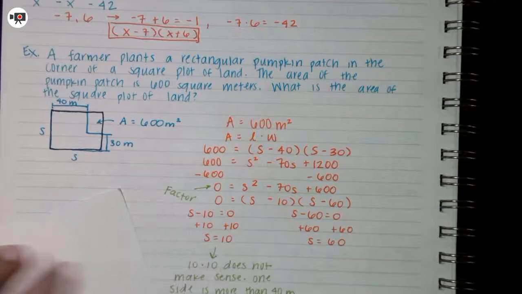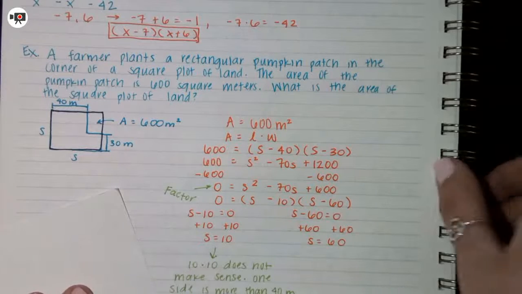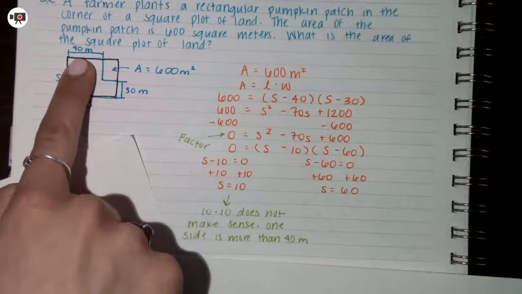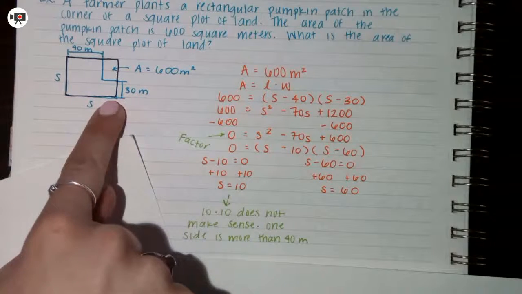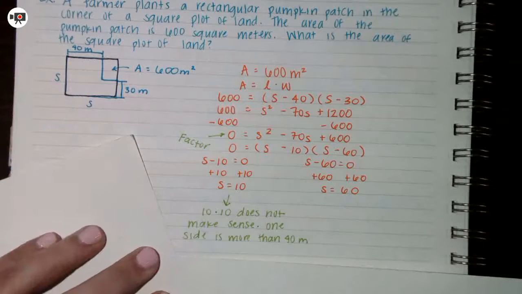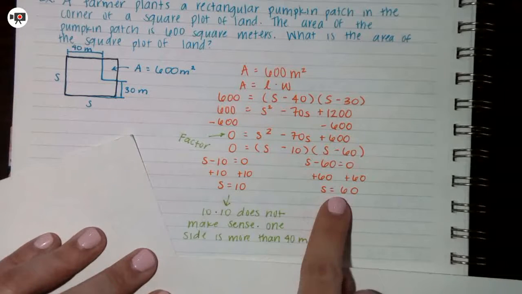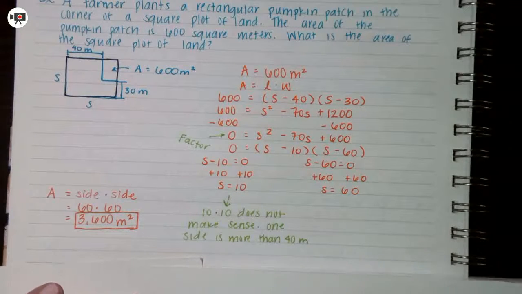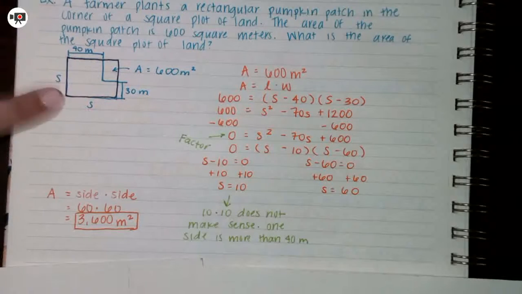S equals 10 does not make sense because I know that one side is at least 40 meters, so how can the total be 10 if this portion is 40? So I'm going to go with s equals 60. So I get 60 times 60, which is 3,600 meters squared for the area of this large square.